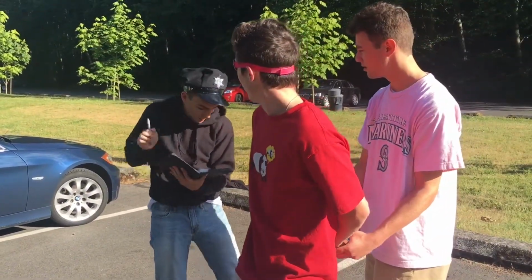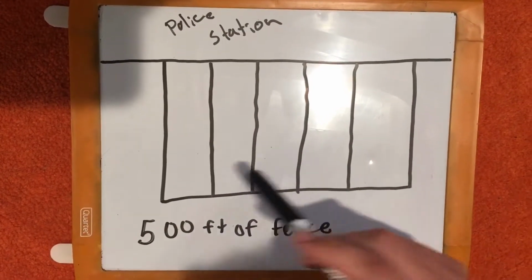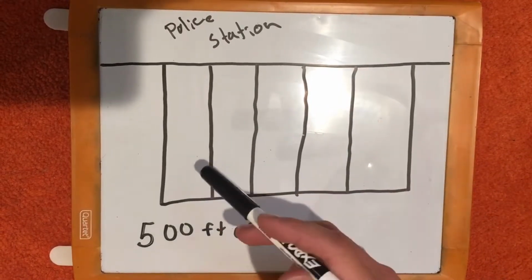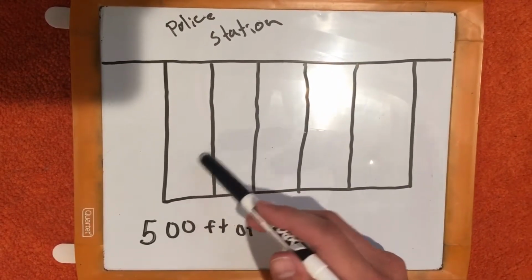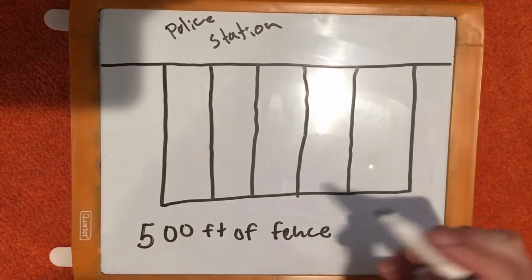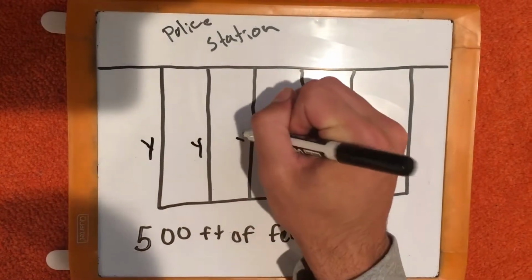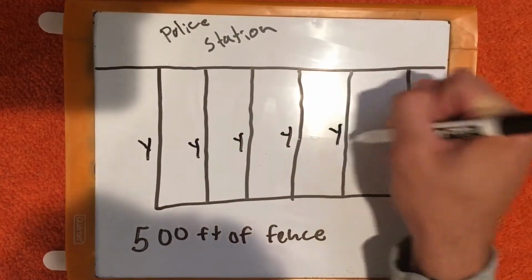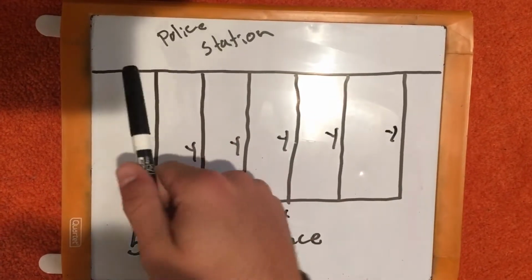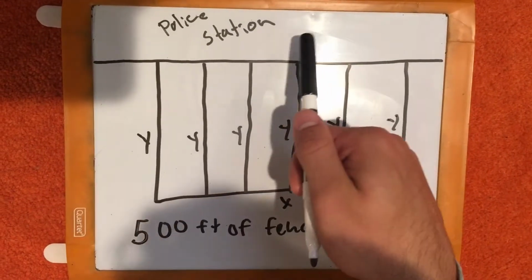I have to design more with optimization. I have 500 feet of fencing in order to build 5 cells. So that means we can put the prisoner in there and any other prisoners that we get. I'm going to call this length Y and all of these are Y, and this length X. We don't have to do anything with this side because that side is the wall of the police station.